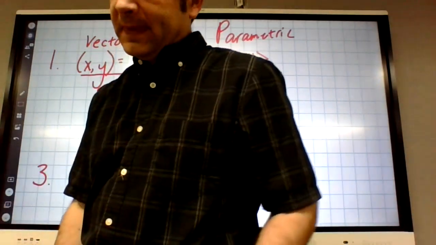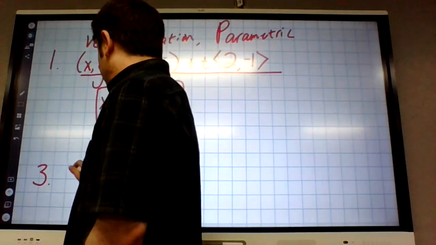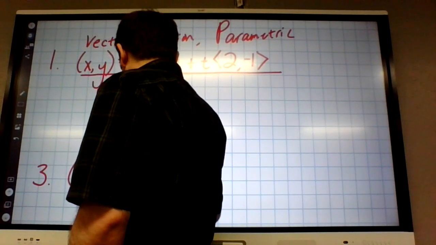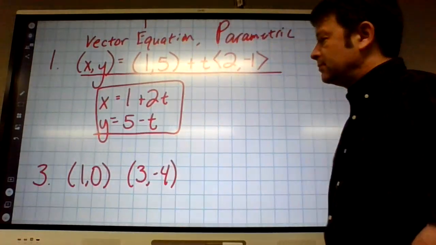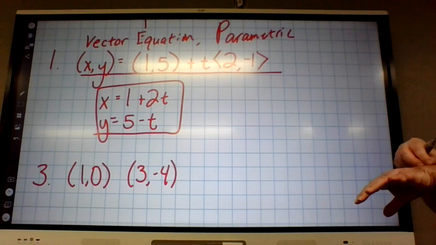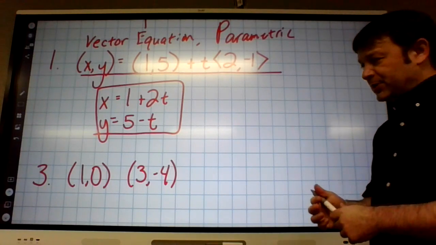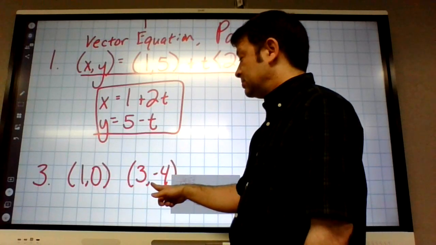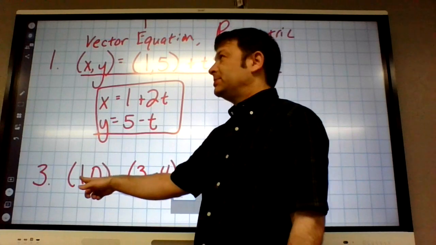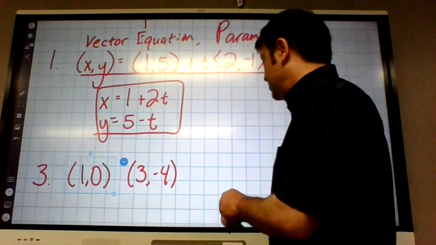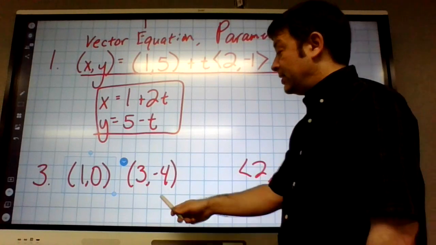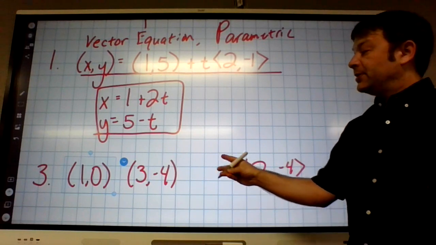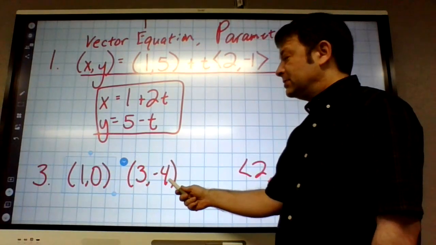So on number 3, it says the line through 1, 0 and 3, -4. This one's different because they don't give us the vector. But what vector could get us from this point to this point? 2, -4. Right. Goes back to last week. How do you get from 1 to 3? Move 2 to the right. How do you get from 0 to -4? Move 4 down. So that would be the vector that would move us on this line.